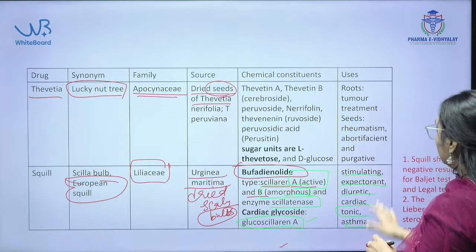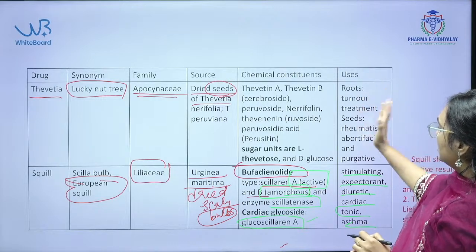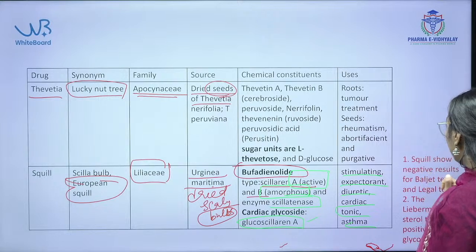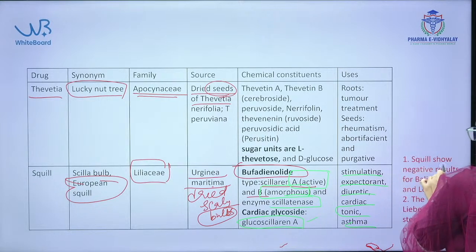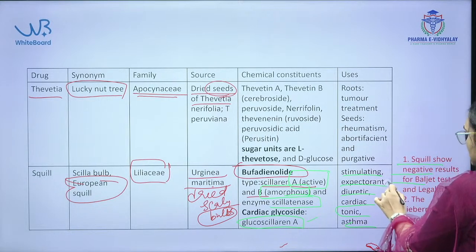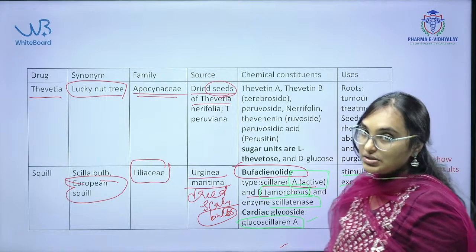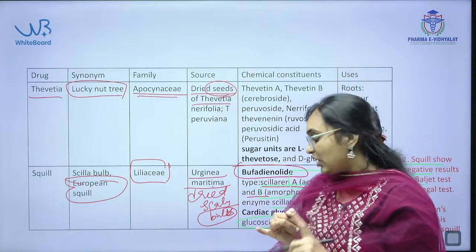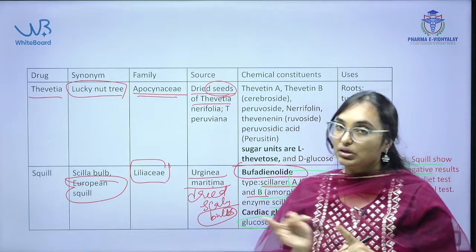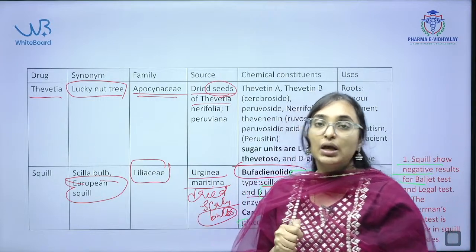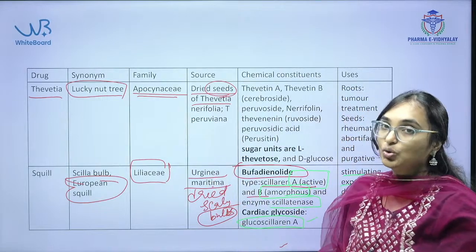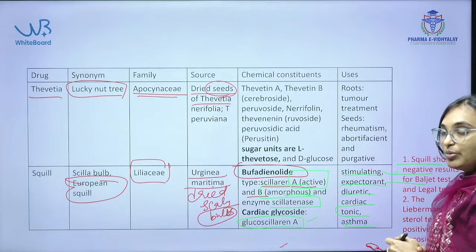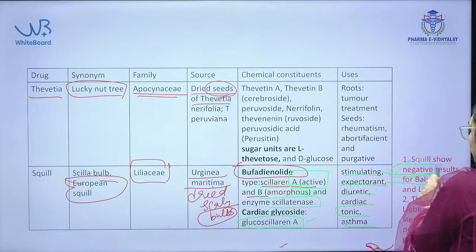Okay. Only the thing is here roots, seeds, the source is different. And one important point is squill shows negative results with the biologic test and Legal test. So, common chemical tests are the Kedde test, Baljet test, Legal test, and the dinitrobenzoic acid test, but especially the squill will show negative with Legal and Baljet test. Okay. Generally we expect it to be positive, but it will show negative results.